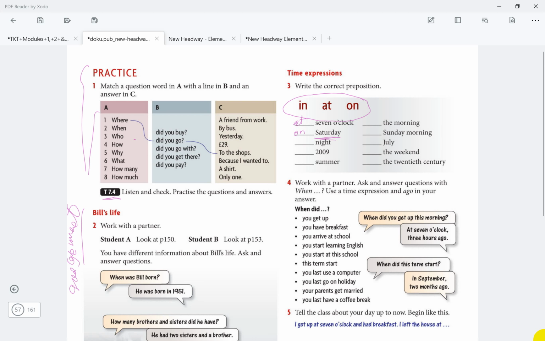use it with days. At night, see here, night, ليل. If you need to say في الليل, you can use at. In years, with years you can say in 1994, in 2009, etc.